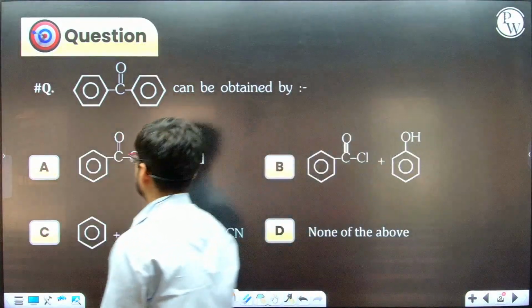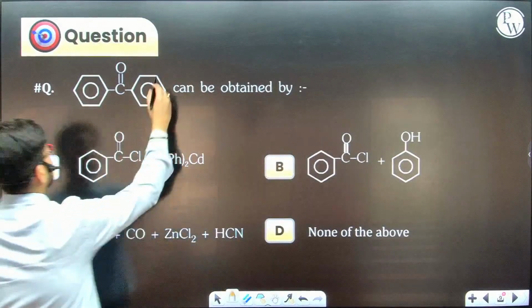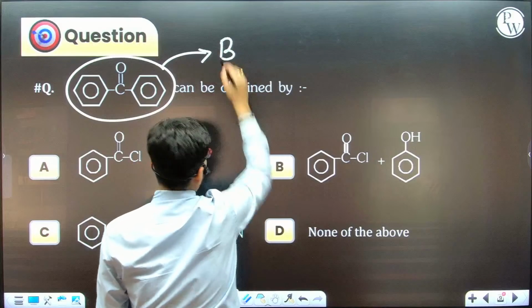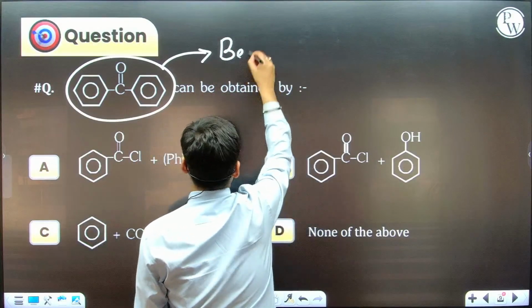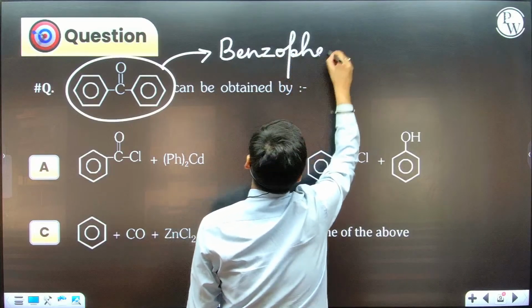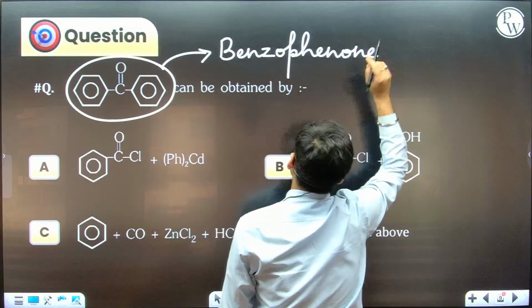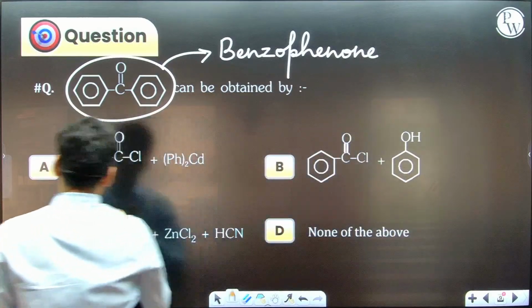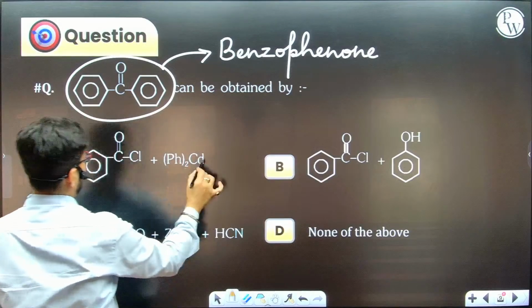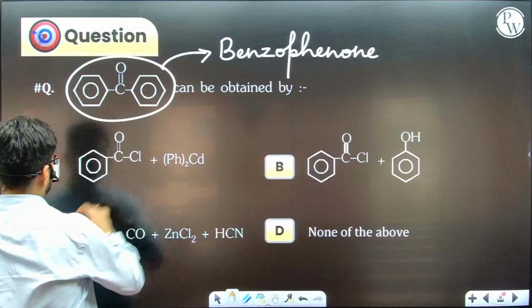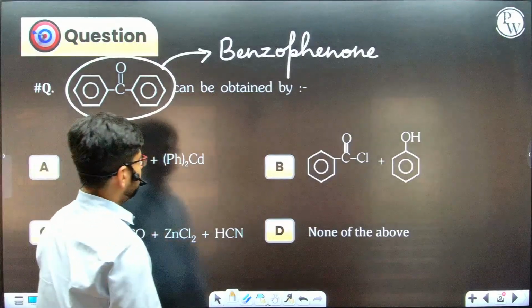Next question. Benzophenone. This is called benzophenone. Benzophenone can be obtained by, okay, RCOCl plus R2Cd, yes. We will get a ketone, so we will get benzophenone here, right?